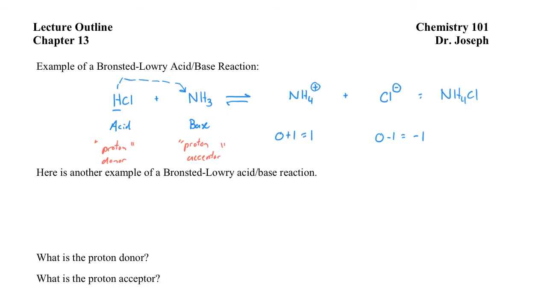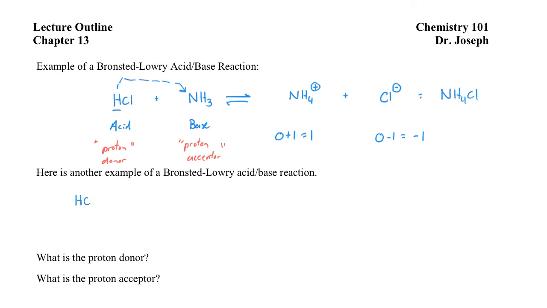It also takes into account, or explains, neutralization: that you can take something that has this proton on it, that's the acid, but to neutralize it means to transfer it somewhere else. And we get a salt as a result, two ions together. So it explains that as well. Let's take a look at another example of a Bronsted-Lowry acid-base reaction.